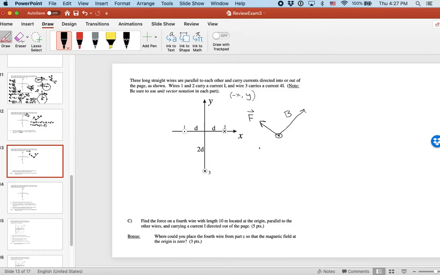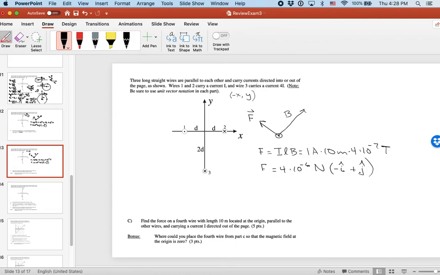And to calculate the force, I'm going to use I L B, and I don't need to do the cross product. Well, I am using the cross product because the sine of 90 is 1. So I plug in here, 1 amp times 10 meters for L, that's what they tell me, and times B, which is 4 times 10 to the minus 7 Tesla. And the force then is in newtons, equal to 4 times 10 to the minus 6 newtons, and my direction is negative i plus j. So that's it for C.